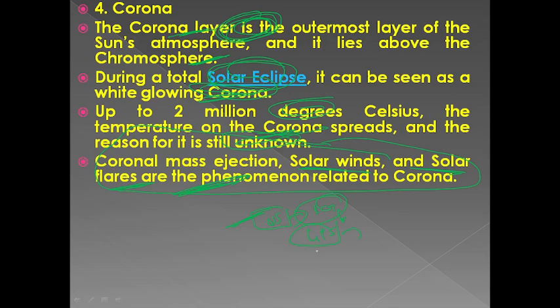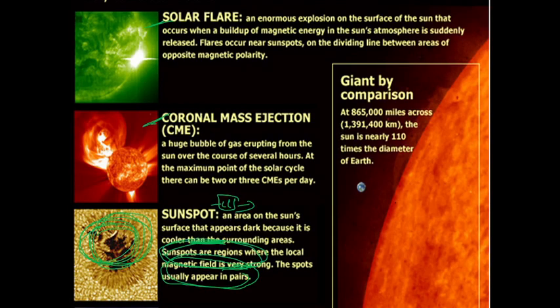So what is this coronal mass ejection? A huge bubble of gas erupting from the sun over the course of several hours. A solar flare is quite different from a CME, that is, coronal mass ejection. Previously, about 10 years back, scientists used to believe that solar flare and coronal mass ejection are the same. Later they found out that a solar flare is quite different from a coronal mass ejection. In a coronal mass ejection, a bubble-like gas erupts from the sun for several hours.